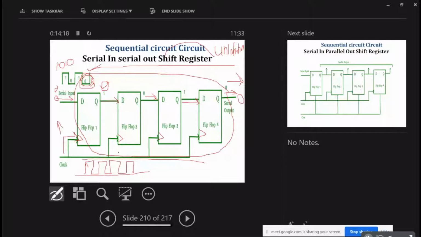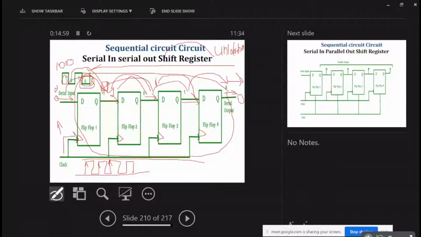Okay, so at the next clock, what will happen? This information will be shifted to here. So this is the second clock. This is shifted here, and this information is shifted here. At the third clock, what will happen? This information is shifted here, this is here, and whatever is here got shifted here. At the fourth clock, what will happen? This will be shifted here, whatever is at this position will be shifted here, and the last bit is shifted here.